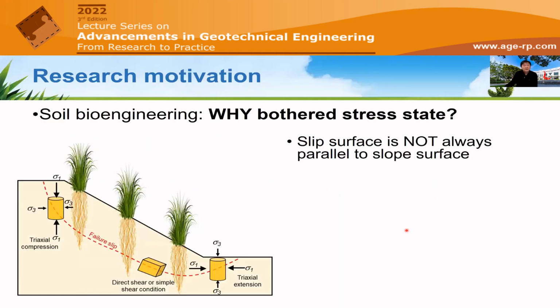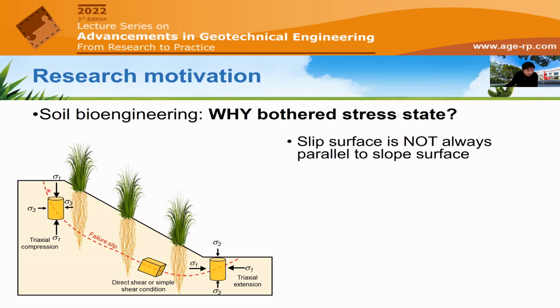One of the major research questions that we have been asking in mechanical reinforcement, which is quite an old topic, is that the slip surface is not always parallel to the slope surface. As you can see, this is a potential slip surface on a bioengineered slope. In this case, it's vetiver grass, which is quite commonly seen in India, I believe.